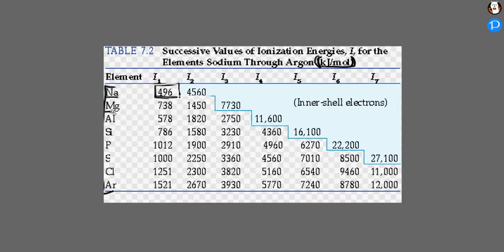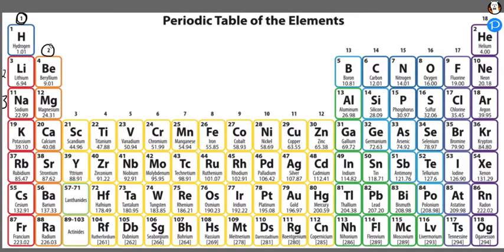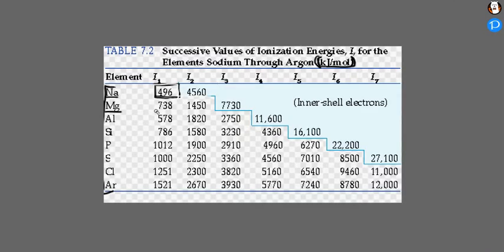Let's look at magnesium. Magnesium has 2 valence electrons, right? And so if I look here, the first 2 ionization energies are relatively small. It's not a huge jump to go from 738 up to 1,450. It does go up a little bit, but it doesn't make a huge jump. But then once I go to the third ionization energy, it makes a really big jump again, right? It goes from 1,450 to 7,730.